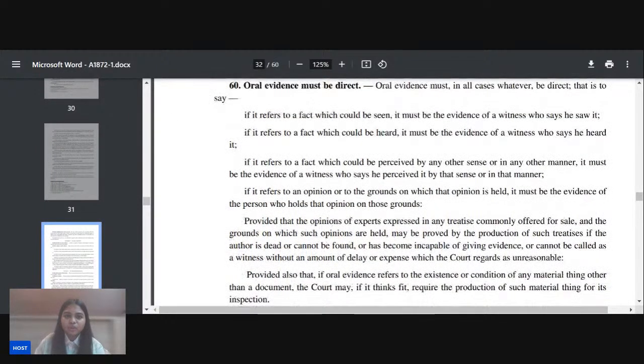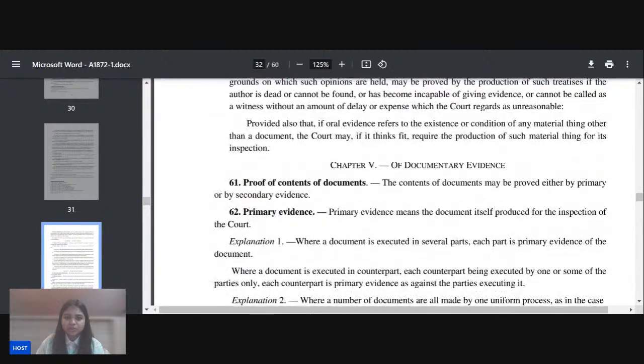And whenever you are proving by oral evidence, it should be direct evidence. You can give oral evidence, but that should be direct, right? That means it should be seen by the person who is claiming to have seen it. It should be heard by the person who says he heard it. It should be perceived by the person who claims that he has perceived it, or if it is referring to any opinion, it must be the evidence of that person only who is holding that opinion. And there is a proviso also relating to it, right?